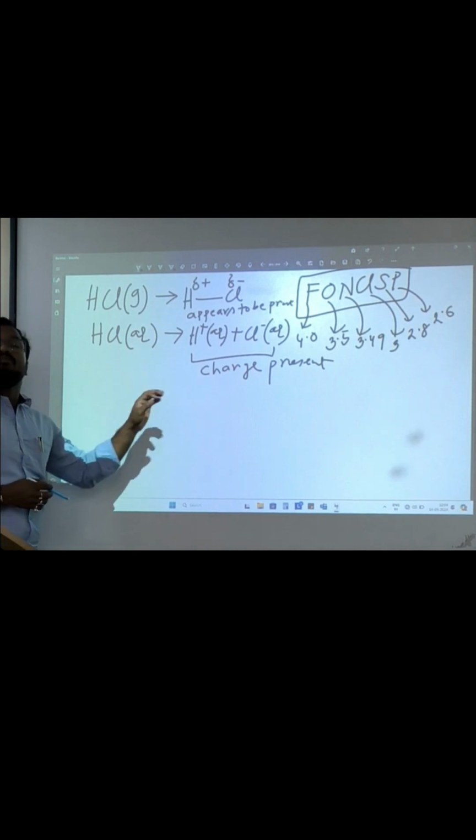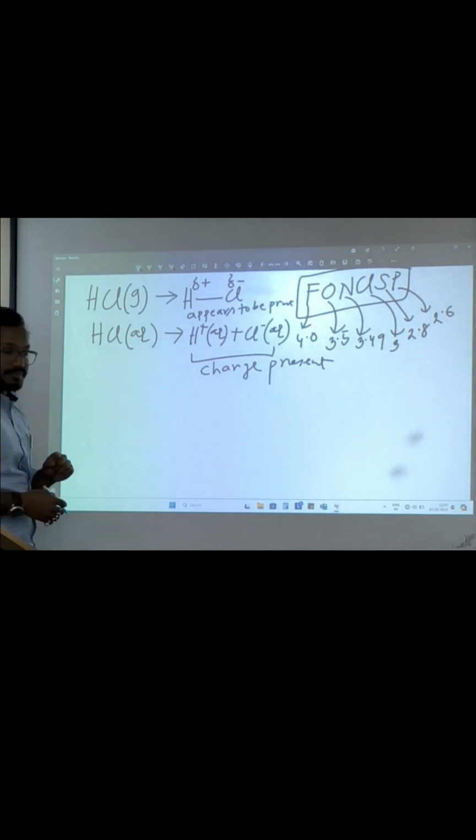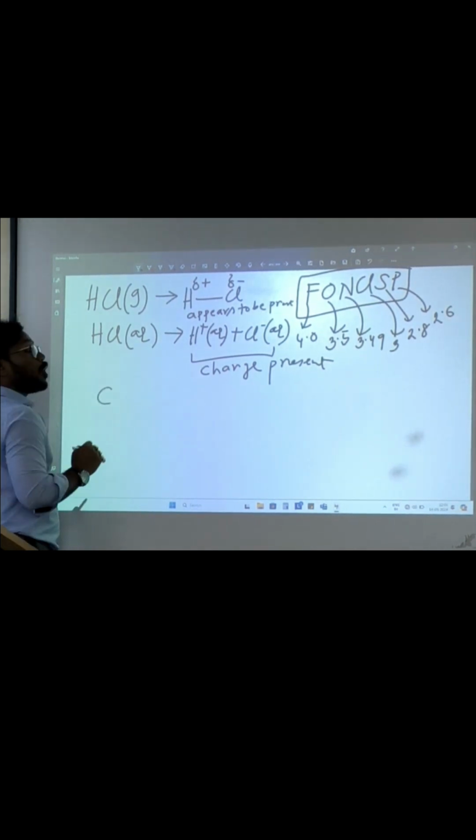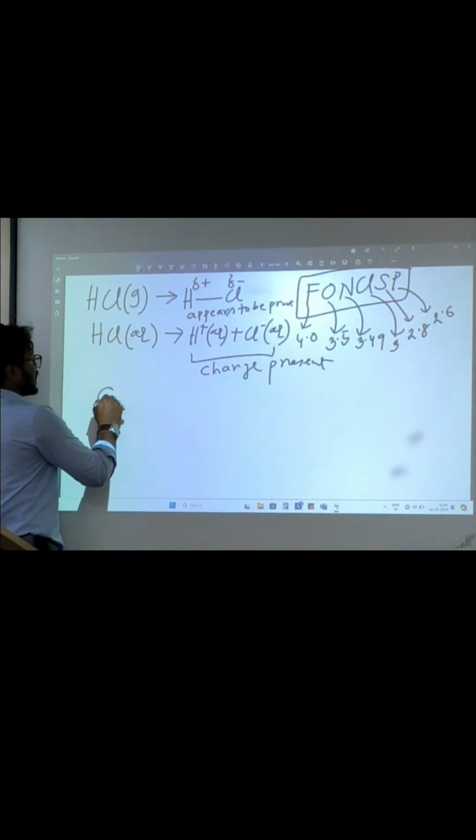Now taking a few more examples to understand it better. We are taking oxides of carbon. So what are the oxides of carbon?